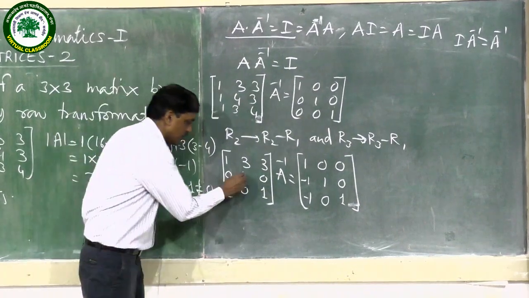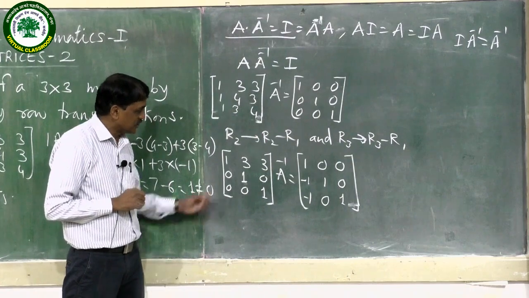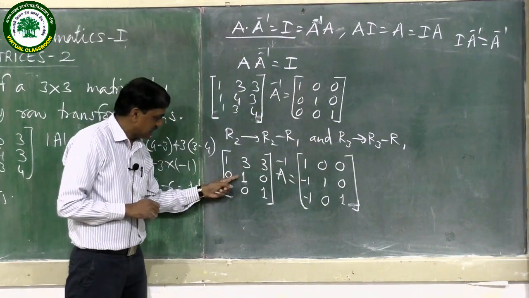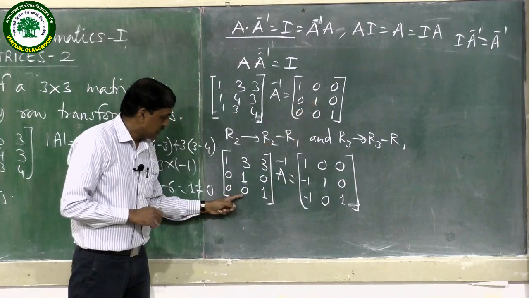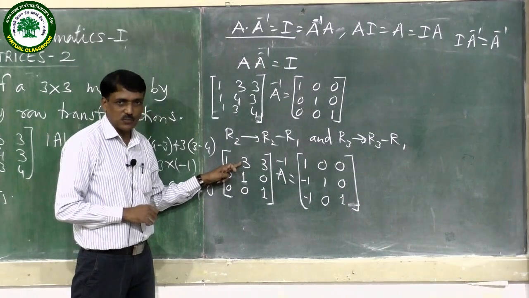Now, what have we done here? We have 1 0 0, and we have got here 1 0 0. Then this element is 1, this element is 0. Now we have to convert this 3 into 0.